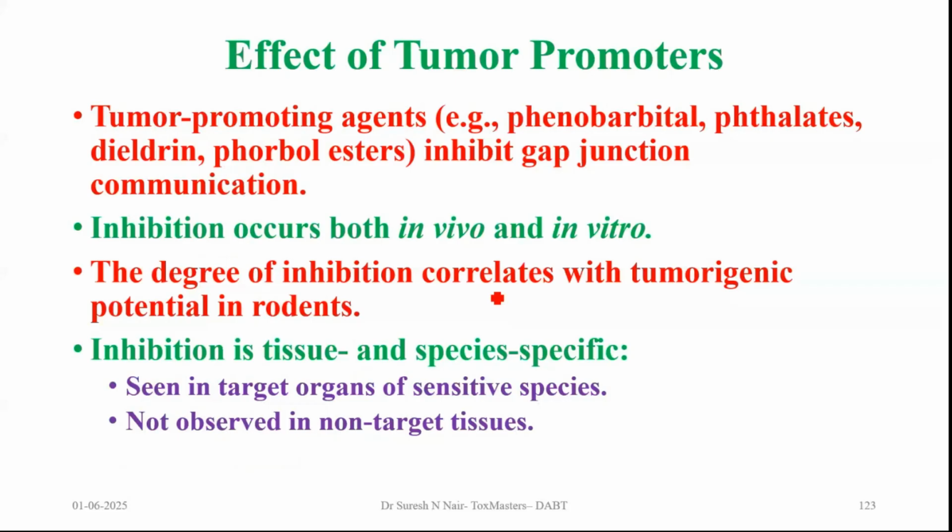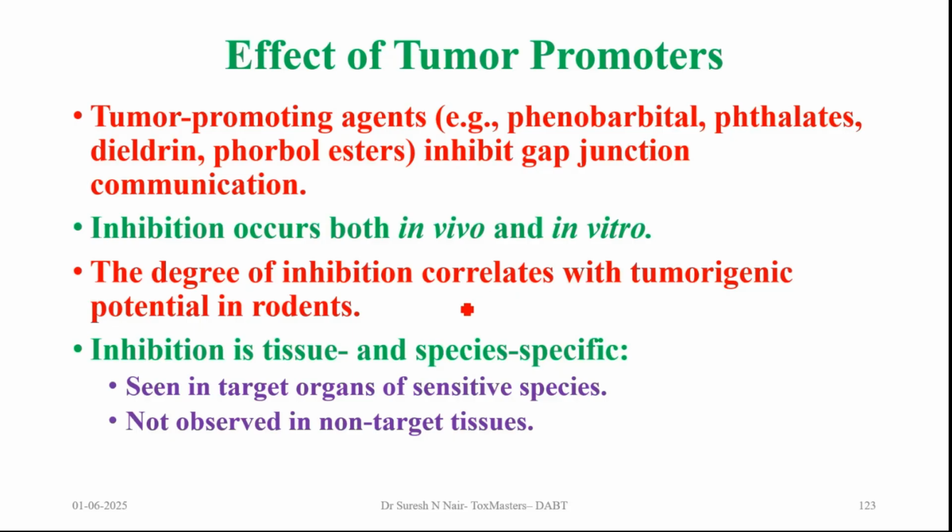Then the effect of tumor promoters. Tumor promoting agents such as phenobarbital, phthalate, dieldrin, and polyesters will inhibit the gap junction communications. And when this gap junction communication is inhibited, the clonally selected cell will start expanding uncontrollably, and that will lead to the development of carcinogenesis.